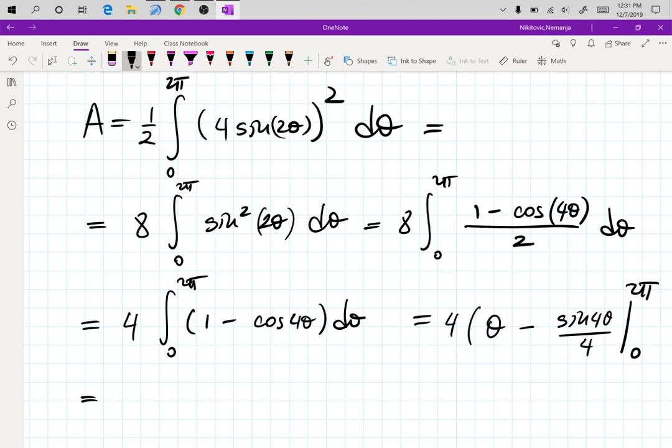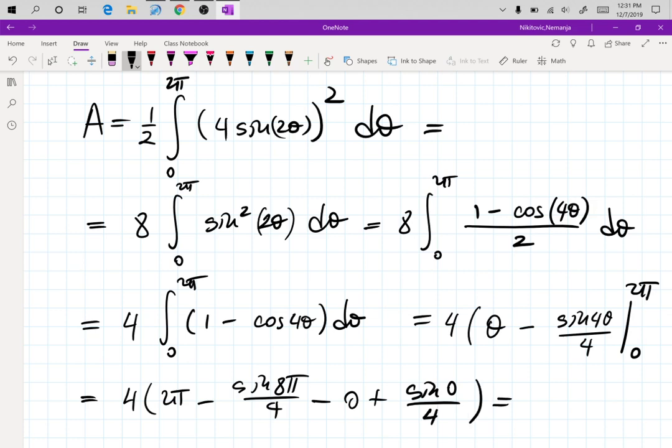Now what happens when I plug in 0 for sine and when I plug in 2 pi for sine? The 0 eats away and 2 pi becomes 8 pi, and sine of 8 pi is 0. It's always 0 at the node. So we have 4 times (2 pi minus sine 8 pi divided by 4) minus (0 plus sine of 0 over 4). And that was your challenge question on lab 2: why sine of a pi or 2 pi will always be 0. Good.